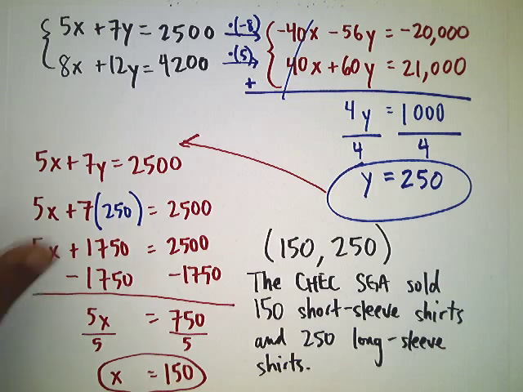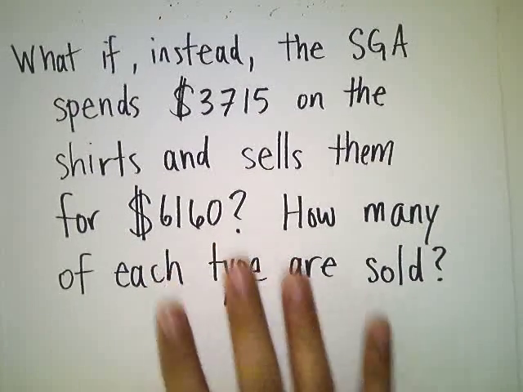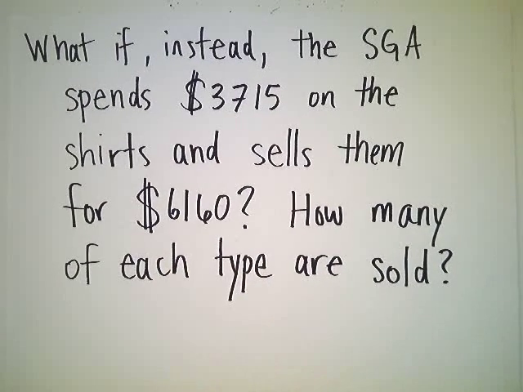So now I have one more question. I'm not going to show you the answer here, but I'm going to leave it for you to work on. What if instead the SGA spends $3,715 on the shirts and sells them for $6,160? In this case, how many of each type are sold? Think about what you'd have to change, what would be different, and then go ahead and solve it. Write a new system of equations that will deal with this change to the situation.